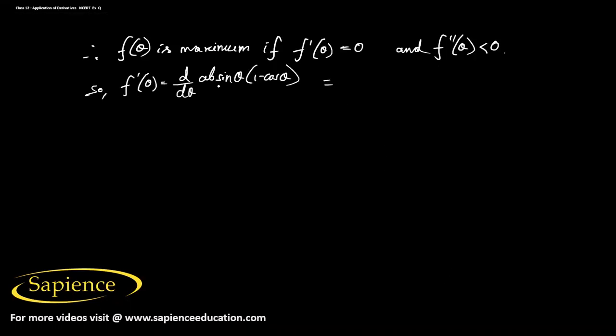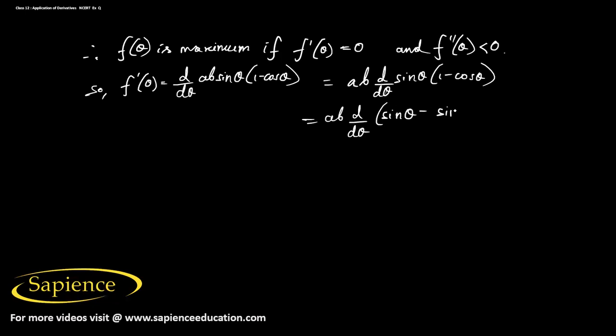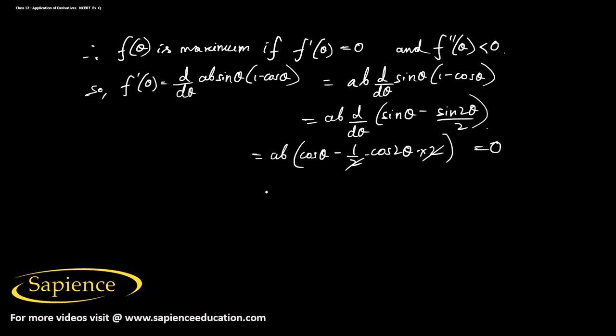Now ab is a constant, so it will come outside of the derivative. So that is ab into d by d theta of sine theta into 1 minus cos theta. This we can also write as ab into d by d theta of sine theta minus sine theta cos theta, which I can write as sine 2 theta by 2. So that will be ab into cos theta minus 1 by 2 into cos 2 theta into 2. So 2 and 2 will cancel. So that should be equal to 0. It means cos theta should be equal to cos 2 theta.